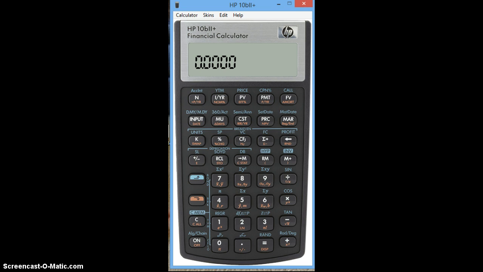Second thing we're going to talk about is two handy functions with the calculator. Third, we're going to talk about two time value of money calculations. So first and foremost, the display.